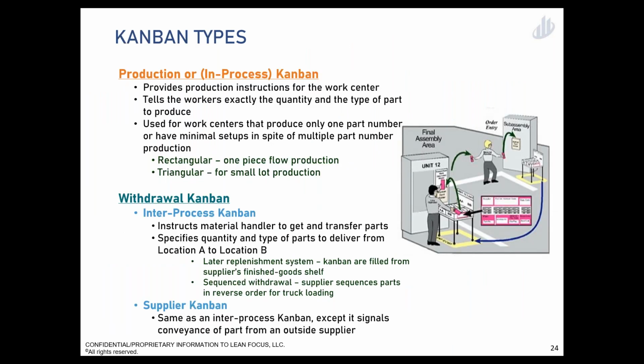All right, so you've got production or in-process Kanban. What that means is it's going to trigger the production process to make some. A withdrawal Kanban means I'm going to draw some out of one location, but that doesn't mean they're necessarily going to reproduce it or refill that. So that you're going to transfer parts. So it's sometimes called a transfer Kanban. A supplier Kanban is an inter-process, but it does say to your supplier, you need to send me this.